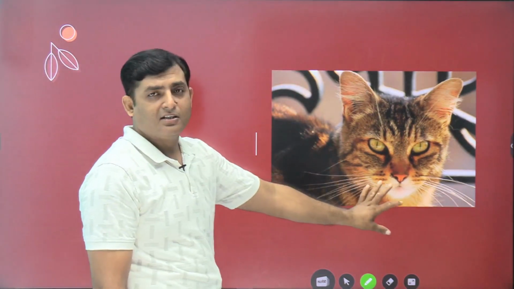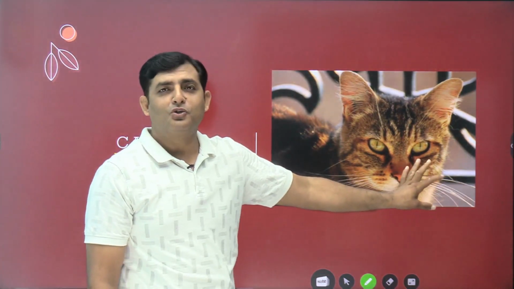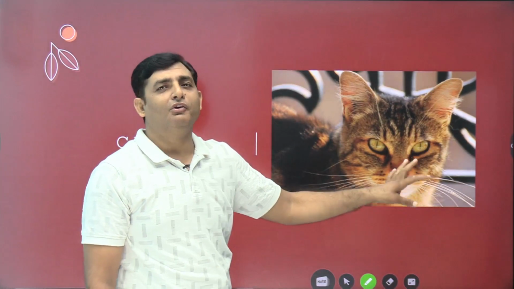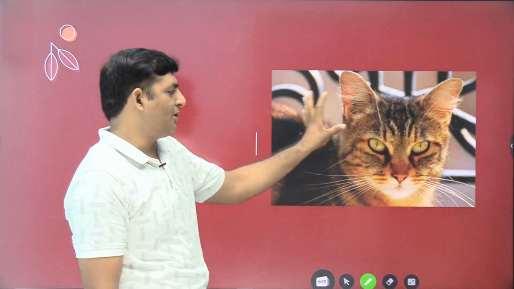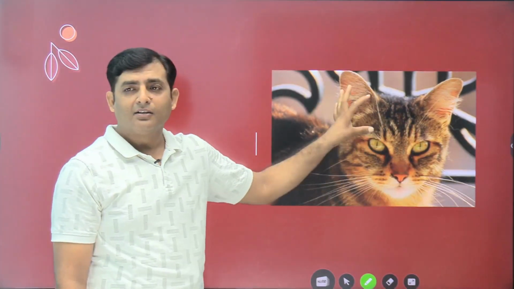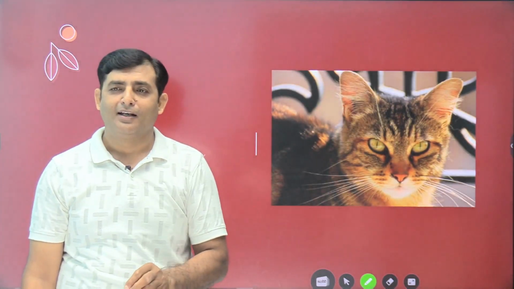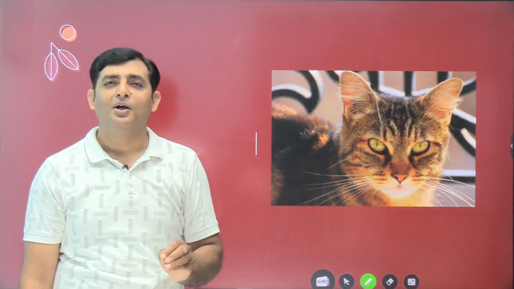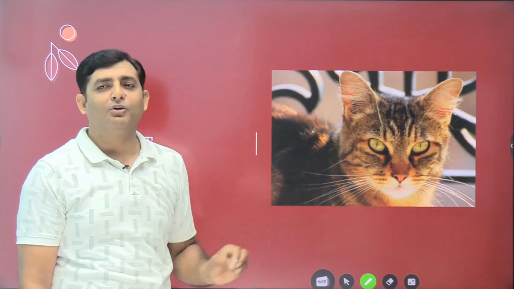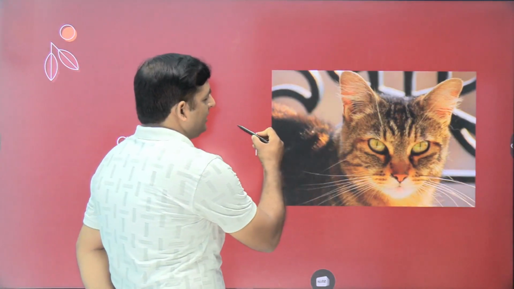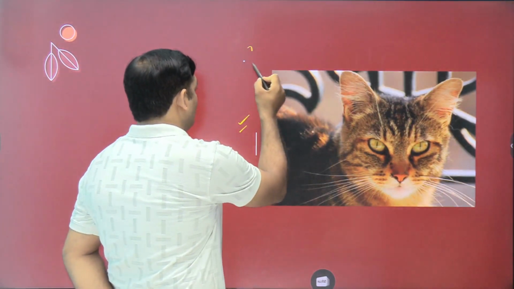This is a cat. How could you say? Do you have any logic? Do you have any science to say that this picture belongs to a cat? Do you have any book where it is written? Do you have any formula? Do you have any scientist who has proved that it is a cat? No. You know that it is a cat only through convention.